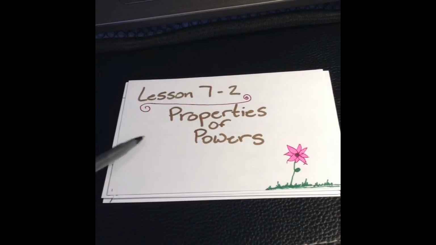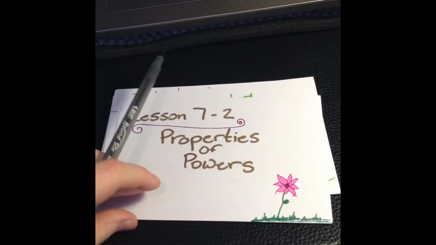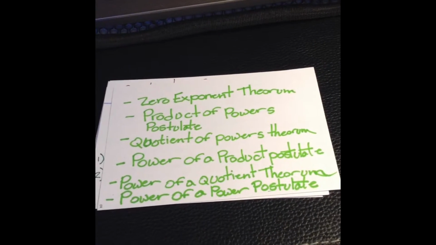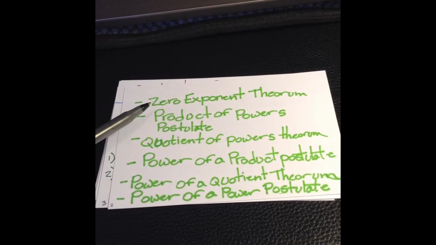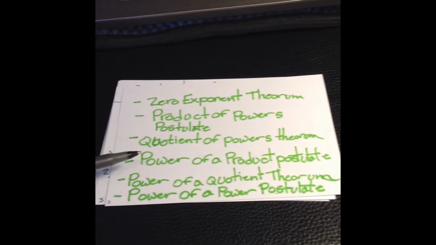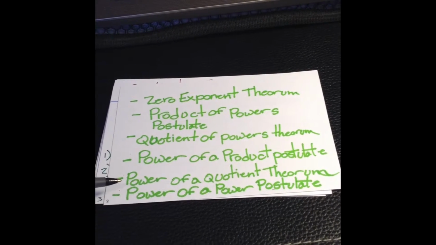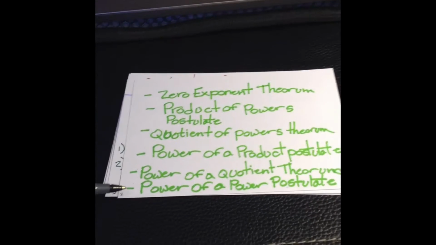Today we'll be going over Lesson 7.2, Properties of Powers. In this lesson, we will cover the zero exponent theorem, product of powers postulate, quotient of powers theorem, power of a product postulate, power of a quotient theorem, and the power of a power postulate.